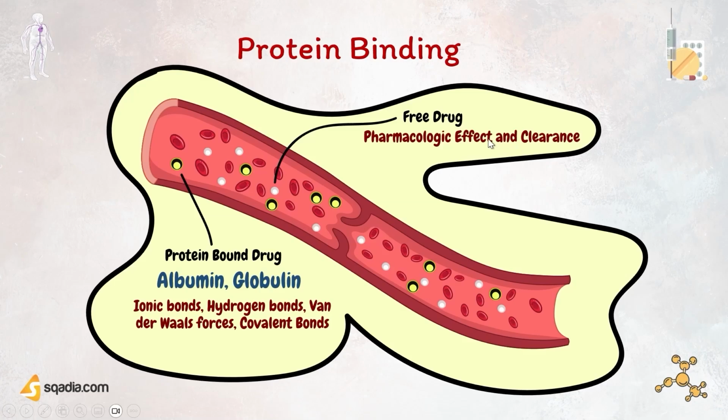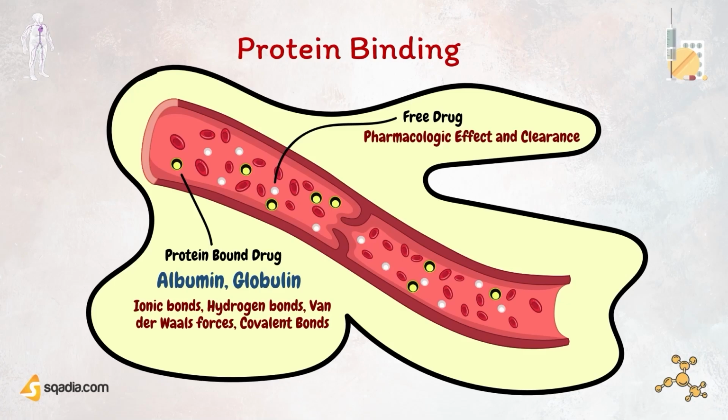The extent of plasma protein binding can affect the amount of free drug available to distribute throughout the body. Typically, drugs that are highly bound to plasma proteins will have a smaller volume of distribution compared to drugs with low plasma protein binding.